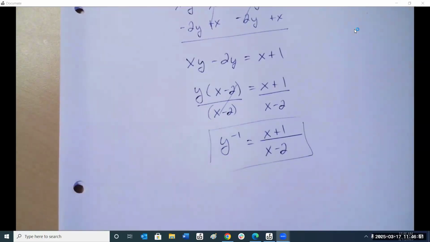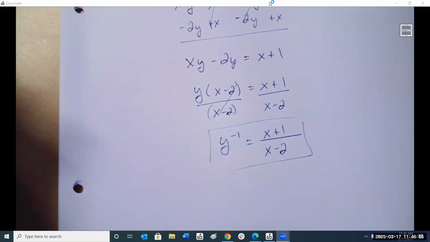All right, so that's it for that section. Pretty easy, eh? Now we're going to start talking about logarithms.